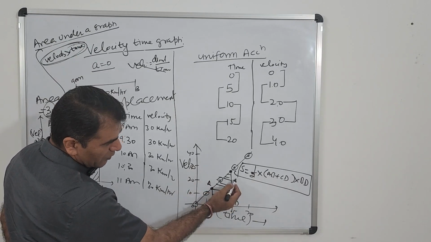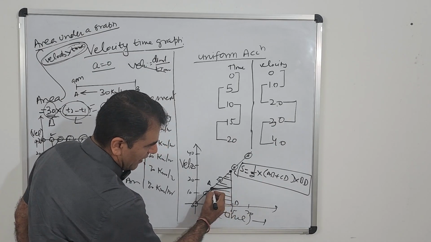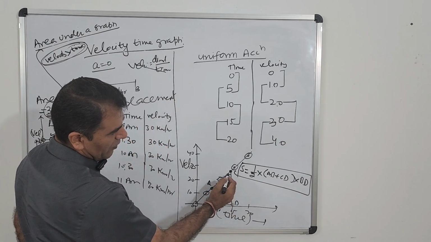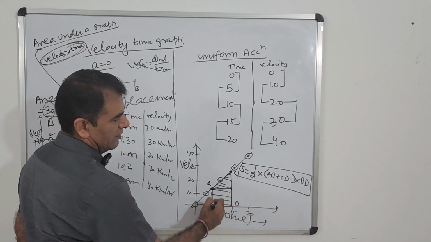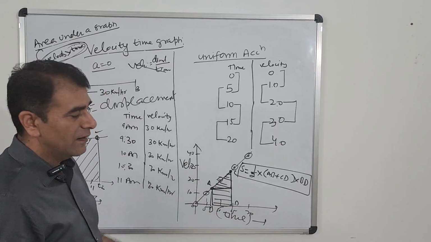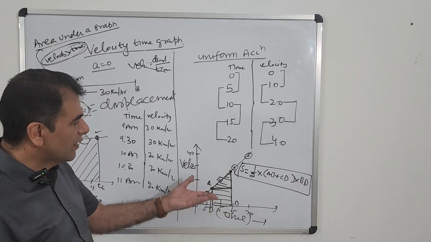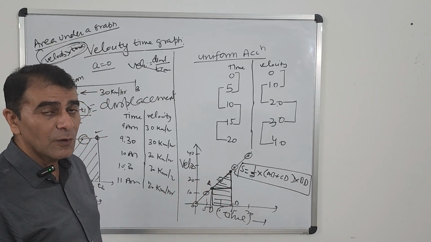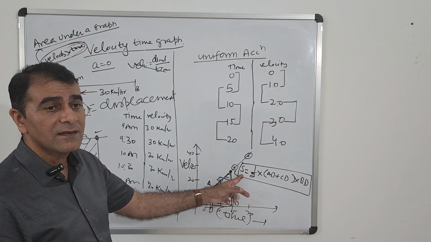There is another method to find this area. Join like this, okay? Draw a line like this. Now find the area of this triangle and find the area of this rectangle. Add these two areas, you will get the total area. Again, it will be the magnitude of displacement. Why?